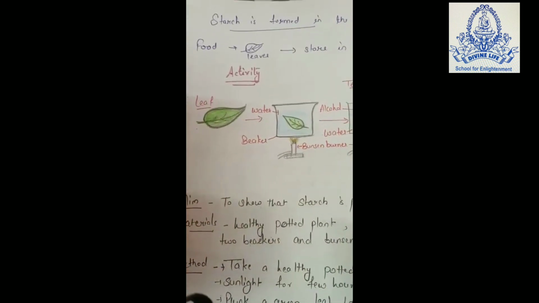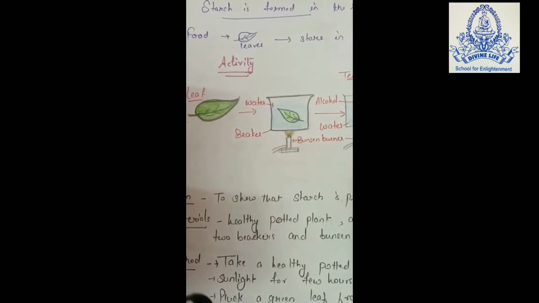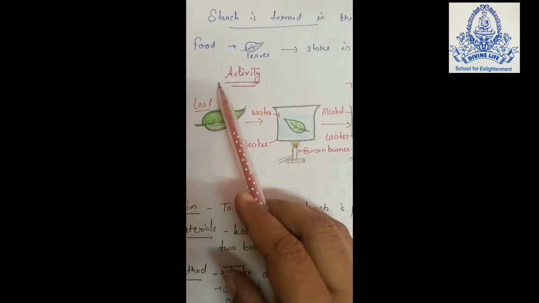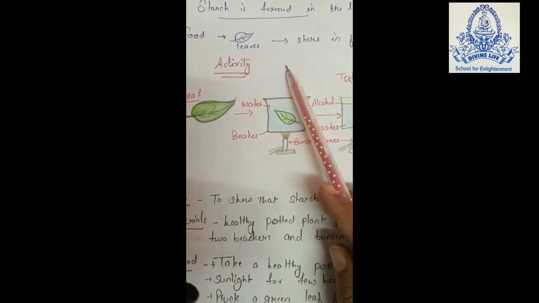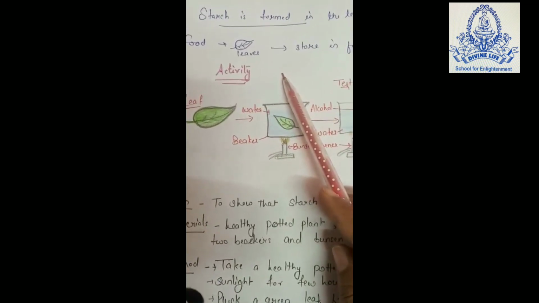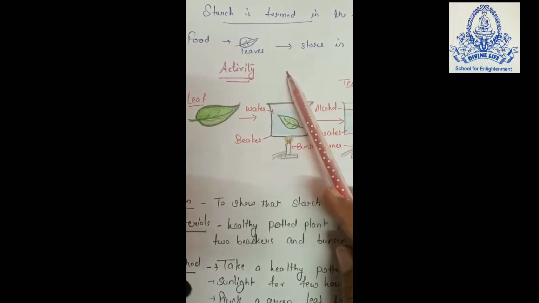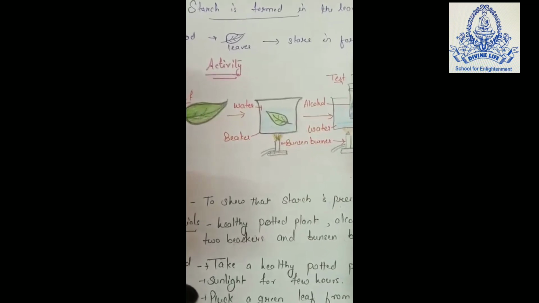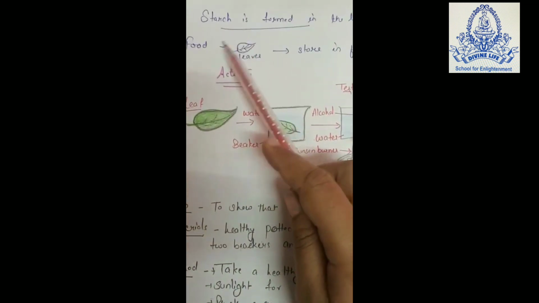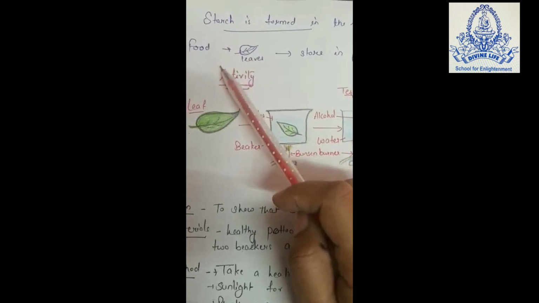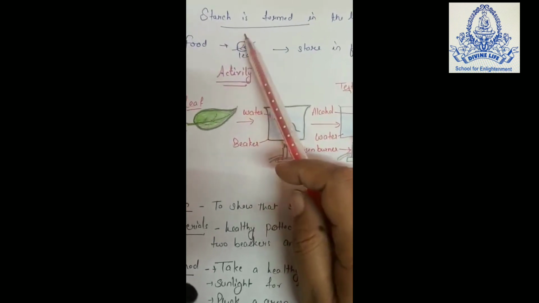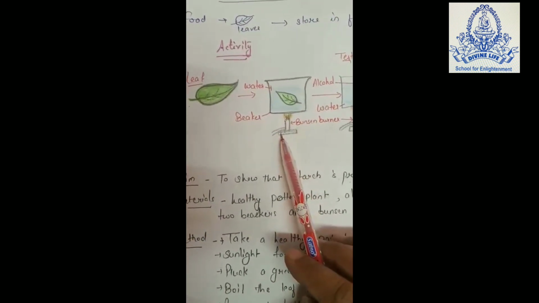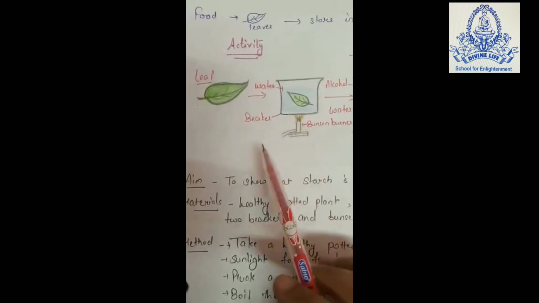Now students, let's discuss how starch is formed in the leaves. We all know that leaves prepare food for the plant. This food is prepared by the leaves in the form of sugar. This is stored in the leaves in the form of starch. That means leaves contain starch that is prepared by the leaves as food. Let's perform an activity to show that the leaves contain starch in them.